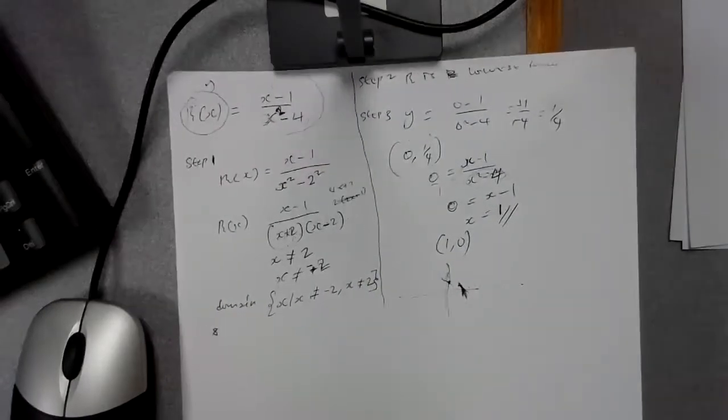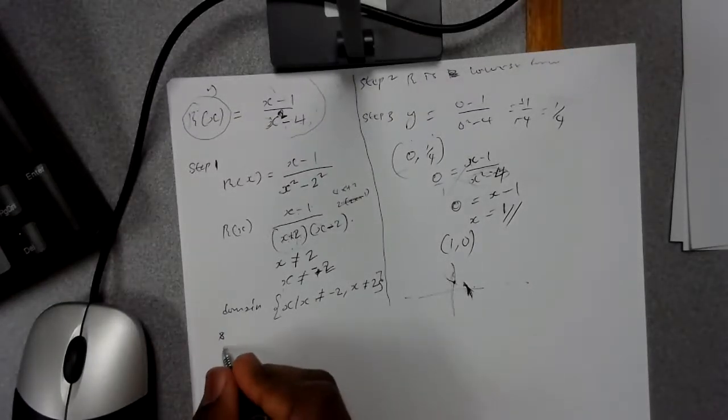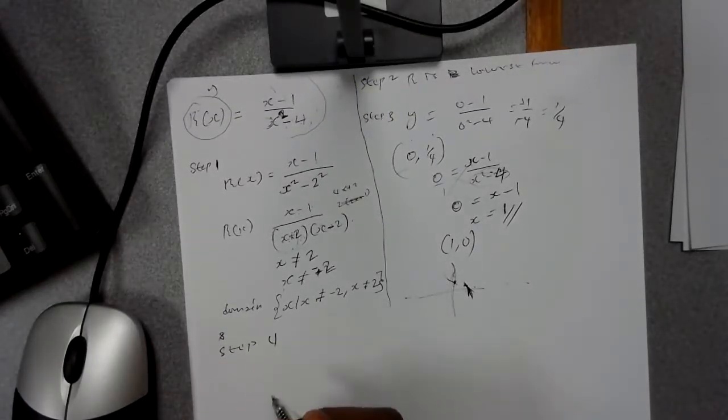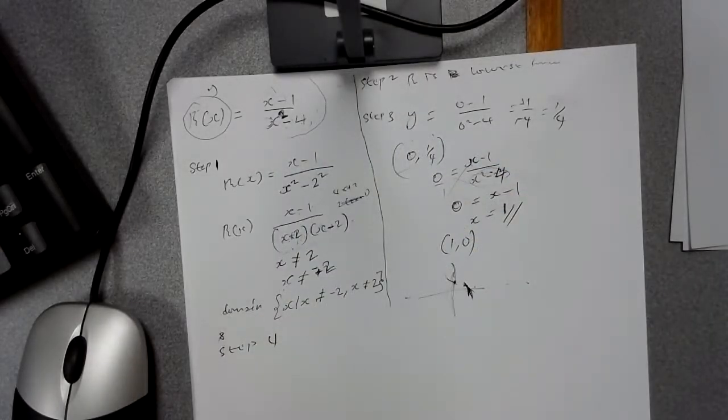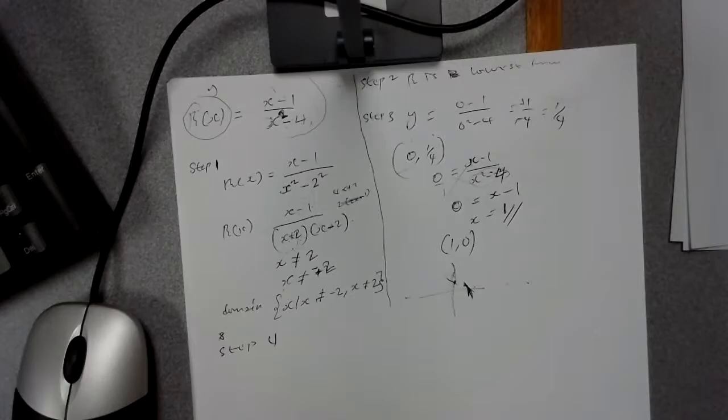Now let's do step 4. Step 1, step 2, step 3. Now step 4: we're going to find the vertical asymptotes. These are the lines that the graph will be approaching, but will never get to. The graph cannot touch that line. It will be approaching that line, but it will never touch it.